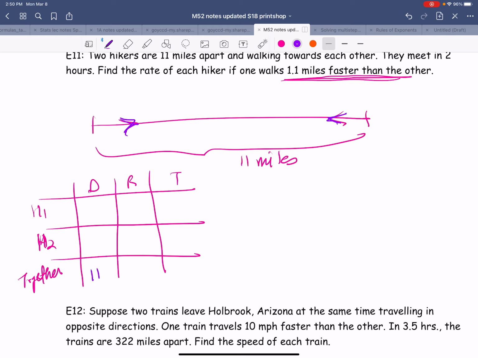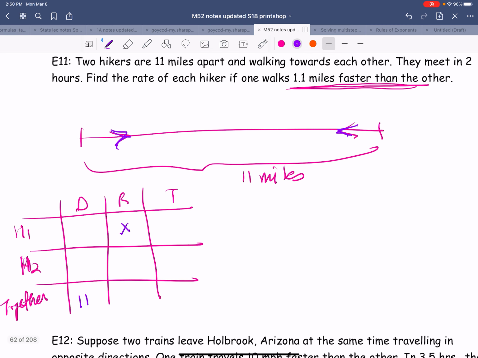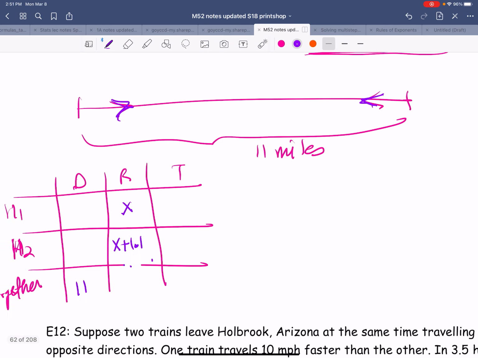And as they're walking towards each other, the distance is decreasing. They're not both going to cover 5.5 miles and 5.5 miles because they're not walking at the same rate. So if you're thinking that each covers 5.5 miles, no, that's not right because they don't walk at the same rate. One person is walking faster than the other. We don't know which one is walking faster. So we can say, let's say the slower hiker walks at x miles per hour. The faster hiker would walk x plus 1.1. Okay, my page is moving a little.